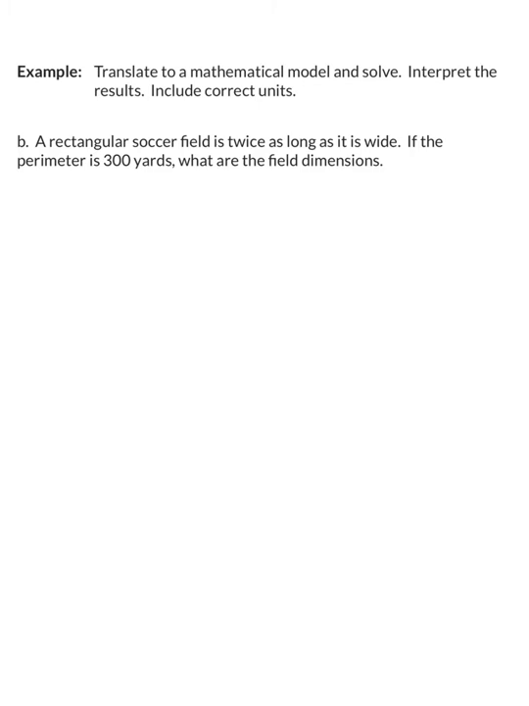We have a rectangular soccer field that is twice as long as it is wide. If the perimeter is 300 yards, what are the field dimensions? So one thing to note here is that we are talking about a rectangle. And so when we talk rectangles and perimeter, we are talking about length and width. You also have the words long and wide in here. So I'm going to let L be the length, and I'm going to let W be the width.